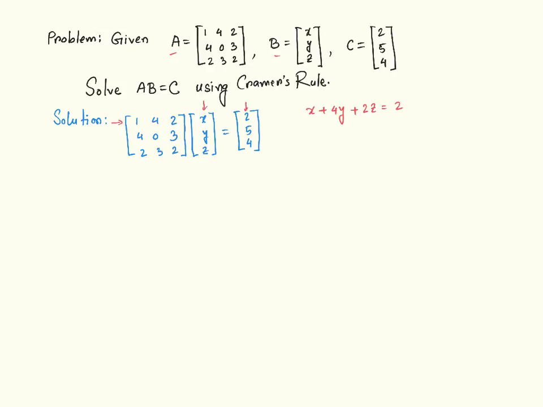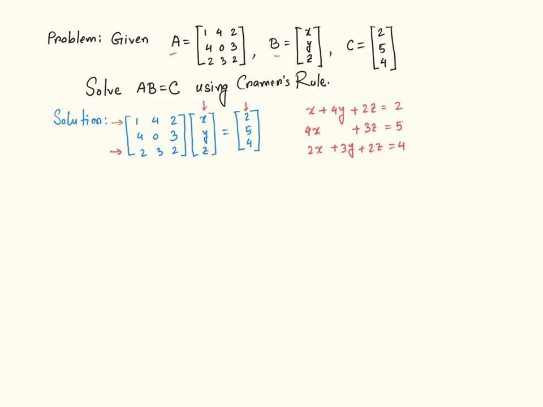Now in exactly the same way, we are going to do it for the second row. 4 times x is 4x, plus 0 times y is 0, plus 3 times z is 3z, that is going to be equal to 5. And then from the third row, we get 2 times x is 2x, plus 3 times y is 3y, and then 2 times z is 2z, that is equal to 4. By the way, this is my system of linear equations that I am going to solve using Cramer's rule.